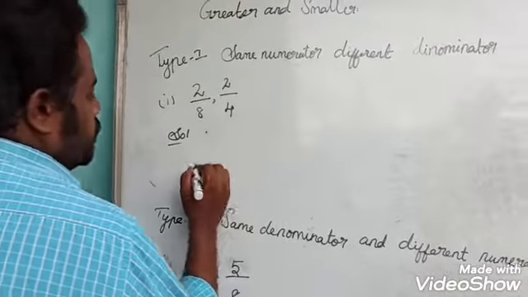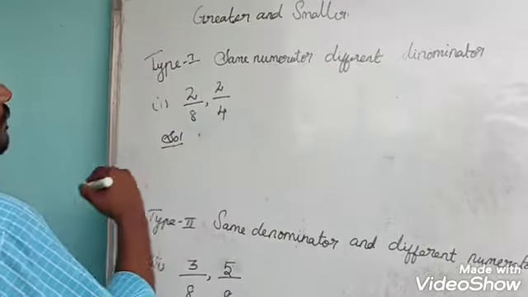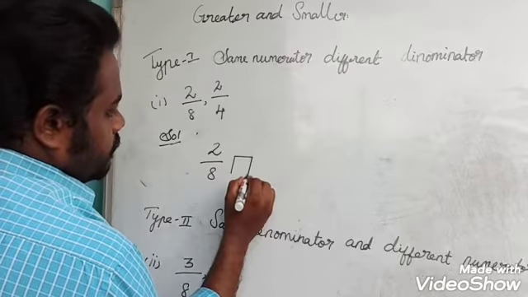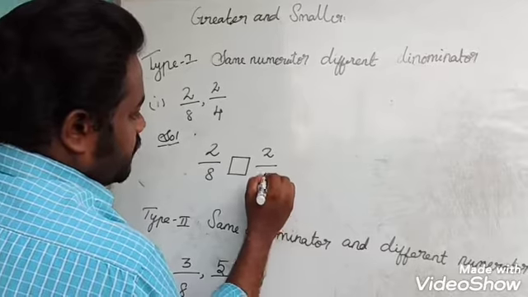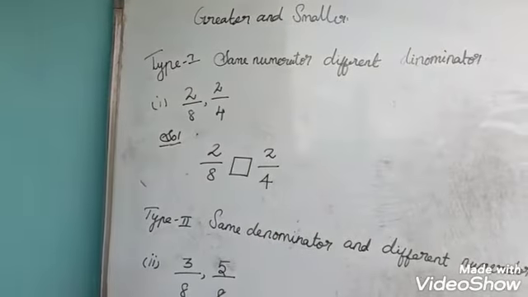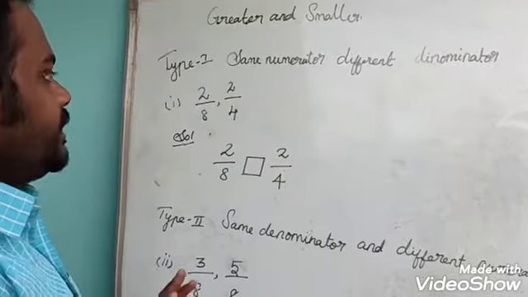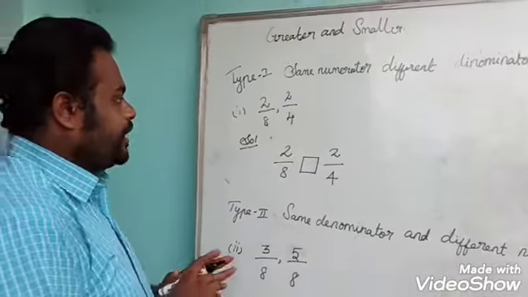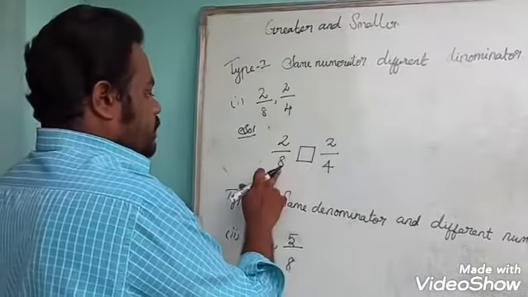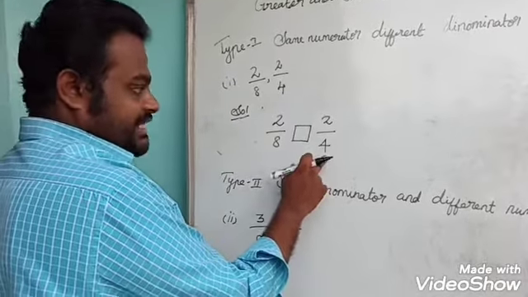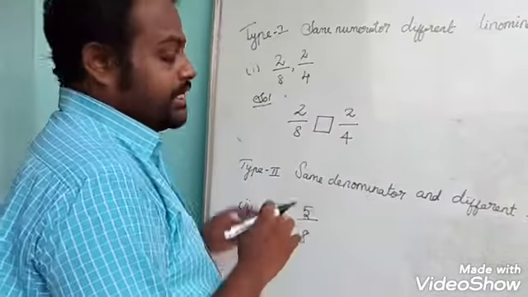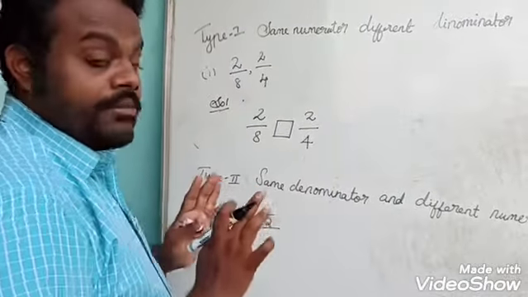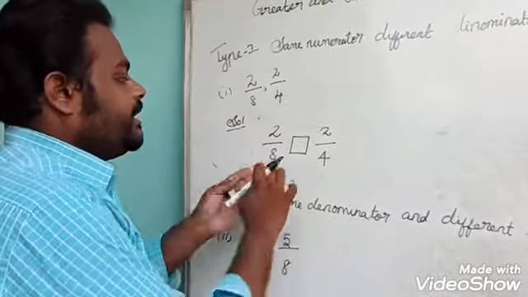So, solution: 2 by 8 and then 2 by 4. In this type, directly by seeing the numerator and denominator, we can find out the greater and the smaller. So here, which one has less sections? 8 has more sections, this one has less sections. So the numerator is the same, which one is smaller? 4 is smaller. Now we consider the denominator: same numerator but different denominator.